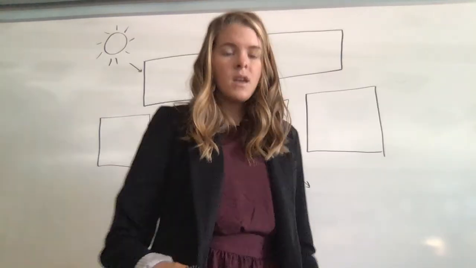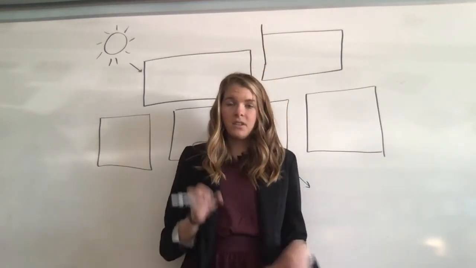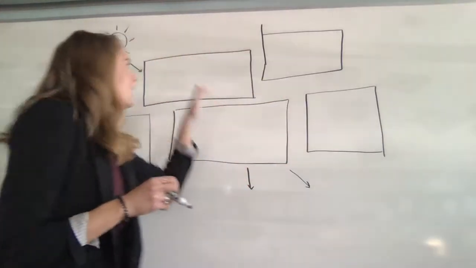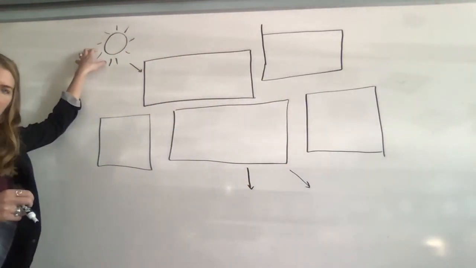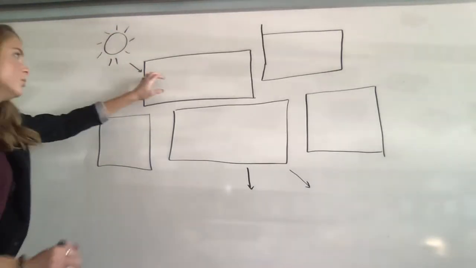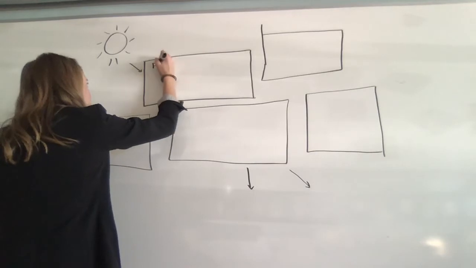So let me go ahead and draw our diagram on the board here before we get started. My diagram looks a little bit differently than yours, but you'll get the gist of it. So we know that light is our ultimate starting position, and we know that light goes into the producers. So the producers are bringing in the light.